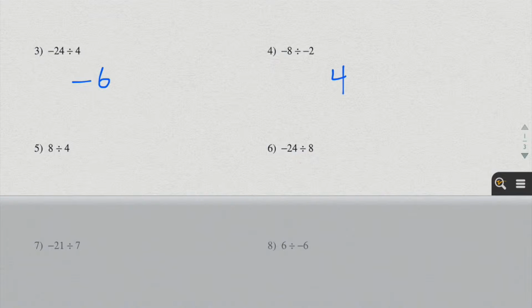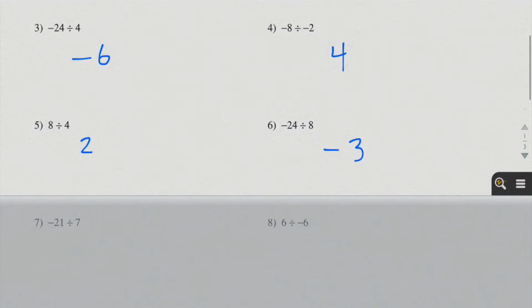Number 5, 8 divided by 4. So 4 goes into 8 2 times. They're both positive, so our answer is going to be positive. Number 6, negative 24 divided by 8. Negative divided by a positive is a negative. 8 goes into 24 3 times.